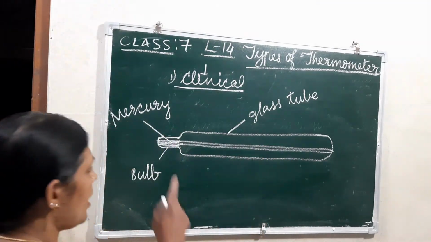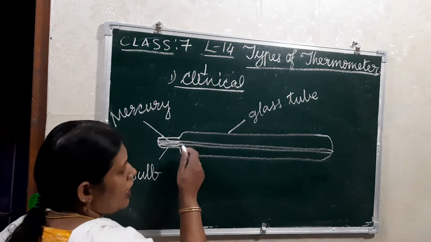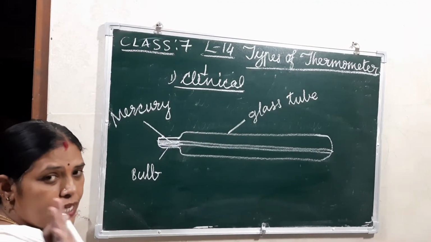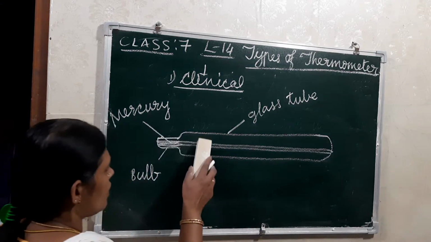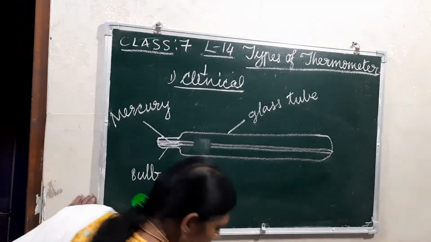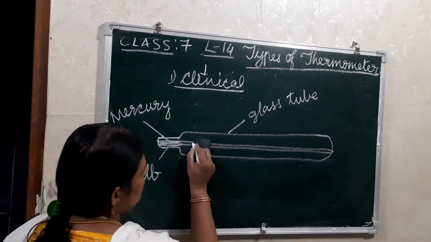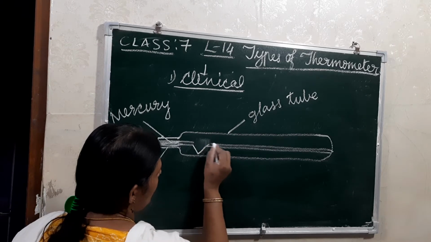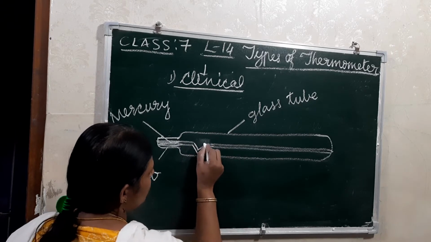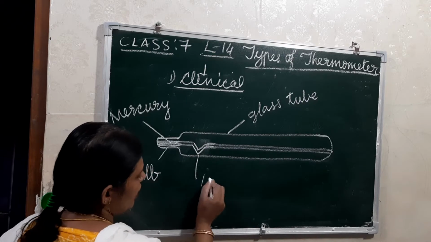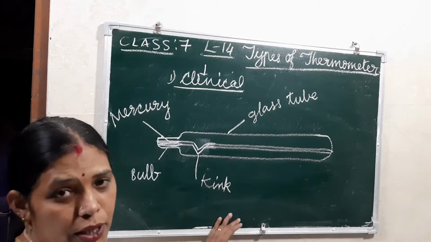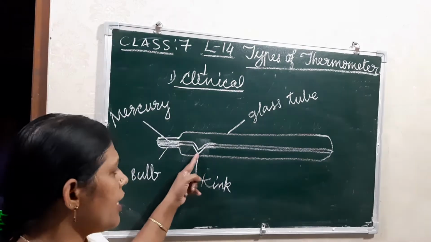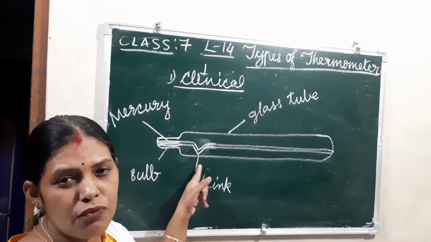So it expands. And in this clinical thermometer, there is a particular thing. Just after this place, there is a narrow place, a short cut. This is actually known as the kink. This you can see in the clinical thermometer only. Why is it kept here? What is the benefit of this?